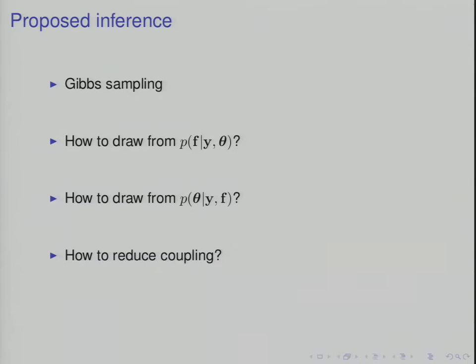And now the question is how to draw samples from these conditional distributions efficiently. And then in Gibbs sampling, you might have strong coupling between the parameters or the variables. And in order for the Gibbs sampler to work well, you need to reduce that coupling somehow. So these are the questions that now need to be solved.